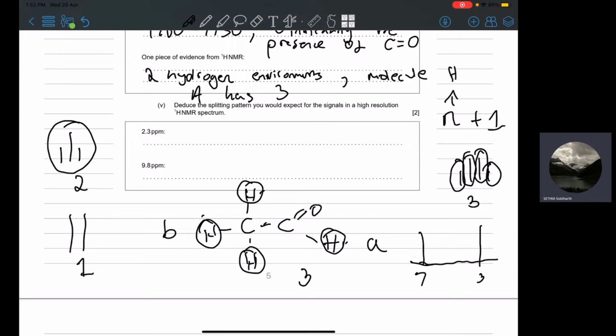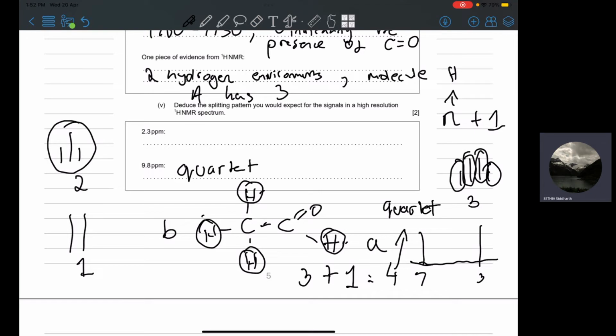They're its neighbors. So what would the splitting pattern be? Well, I told you the splitting pattern is n, being the number of hydrogens which are neighbors, plus 1. That is the splitting pattern. So the splitting pattern would be 4. And you can't just write 4. The word we use to describe this 4 is quartet. So the splitting pattern is a quartet, and that would be over here, quartet.